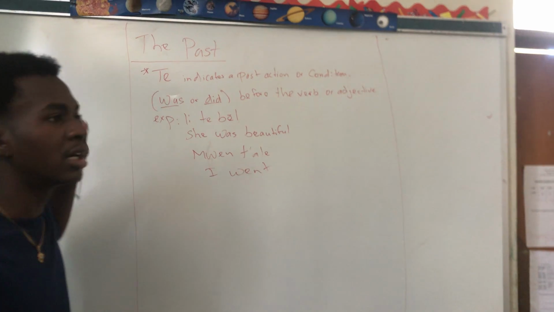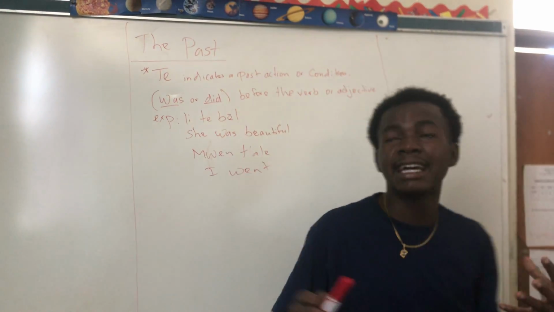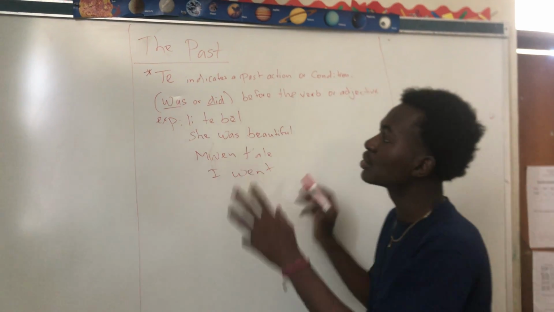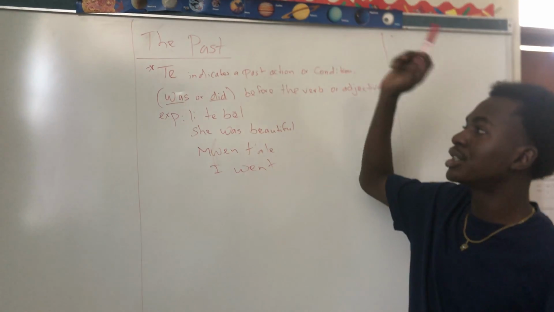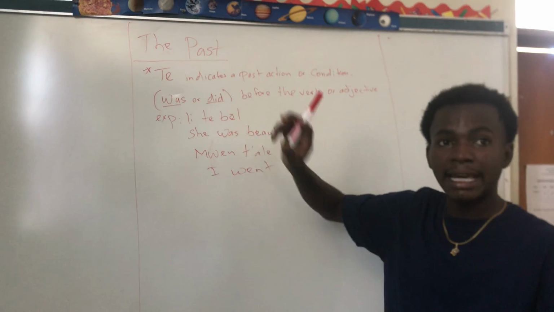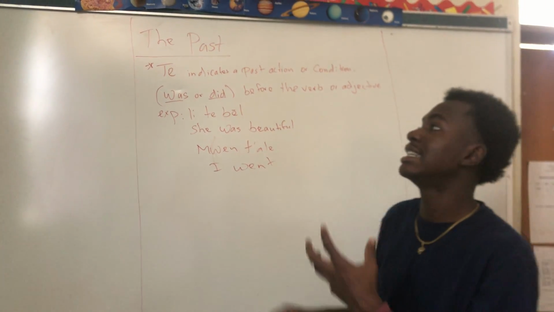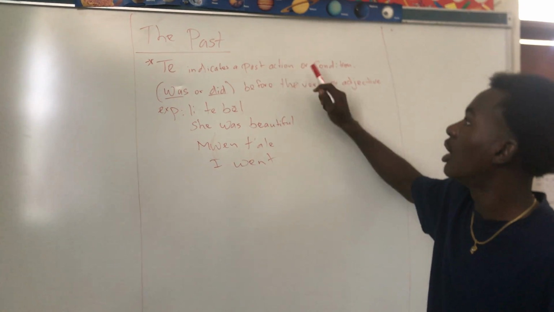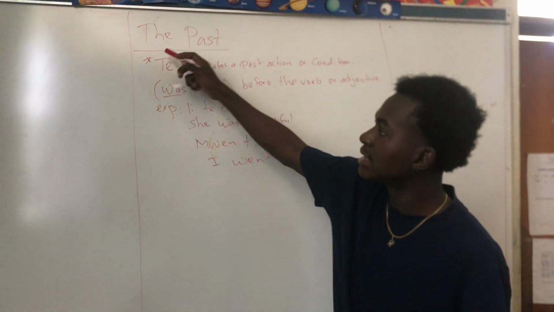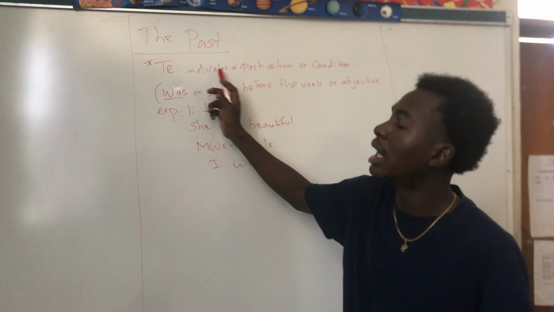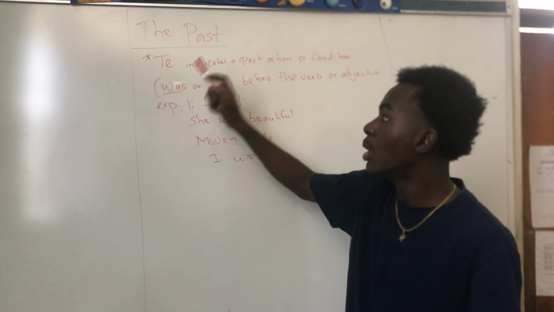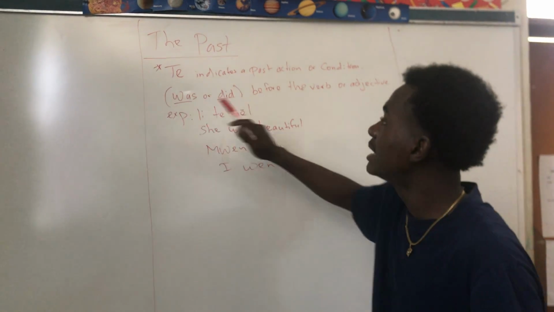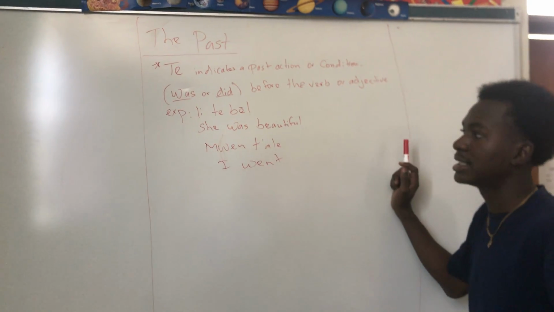The word that indicates the past, to talk about the past, came into place in Haitian Creole. It's te. It indicates a past action or a condition. It is translated into American English as "was" or "did," and te is placed before the verb or the adjective.